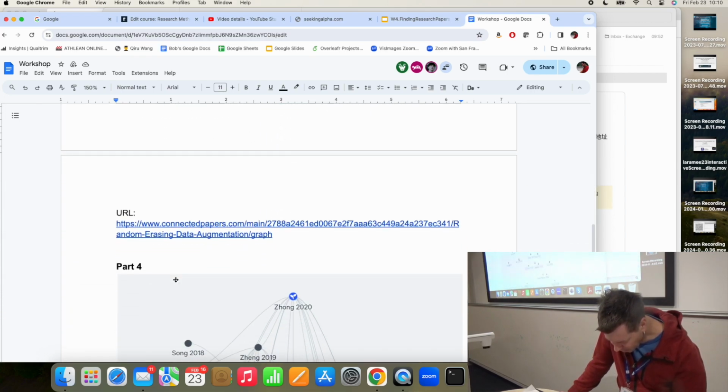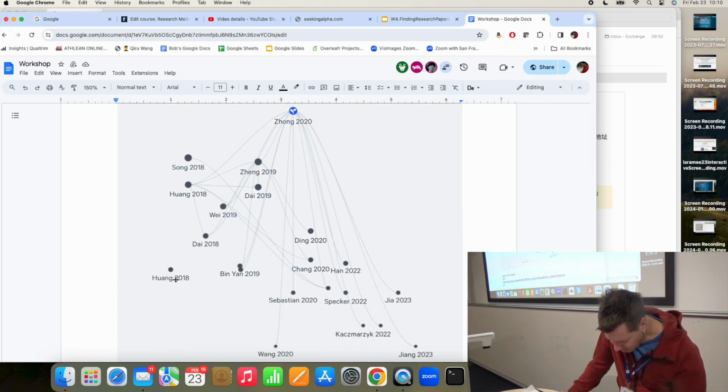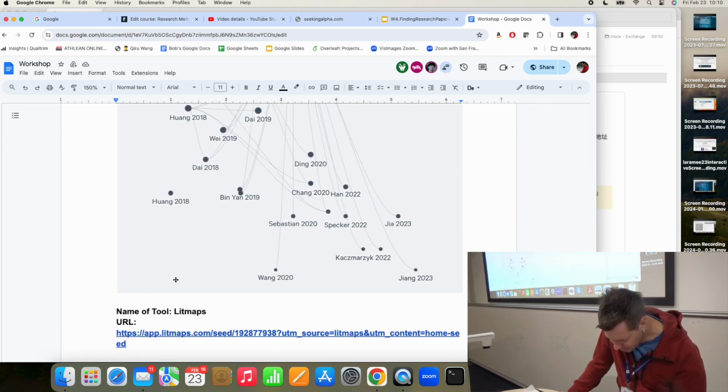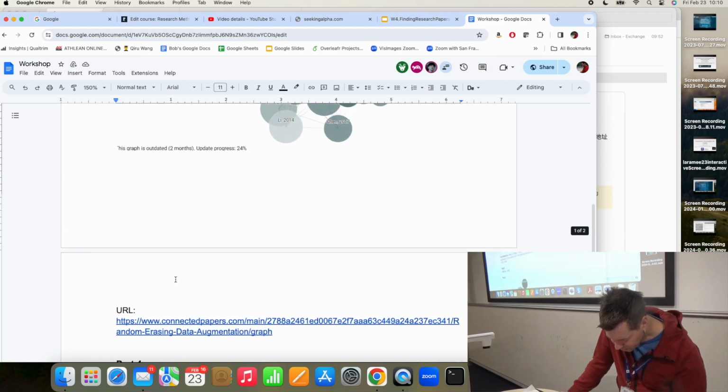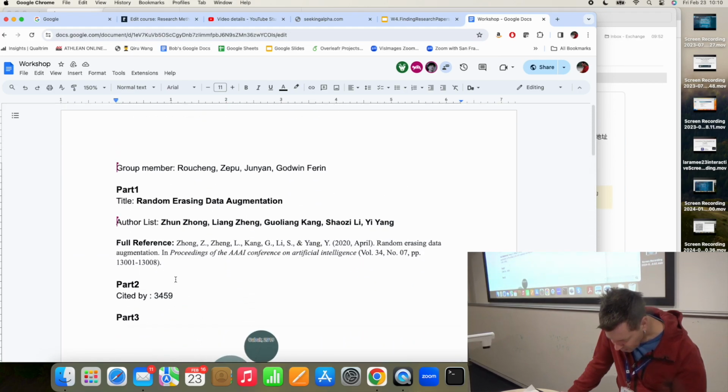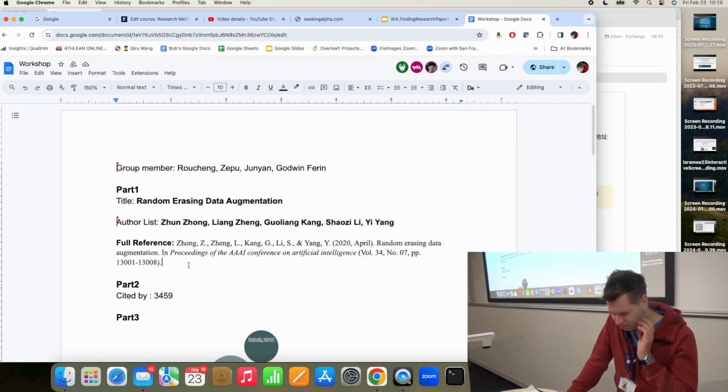Okay, and then this one is lit maps again. Okay. So, by the way, this one is missing some info. Oh no, there it is, 2020. Okay.